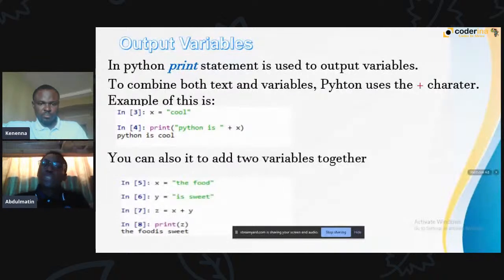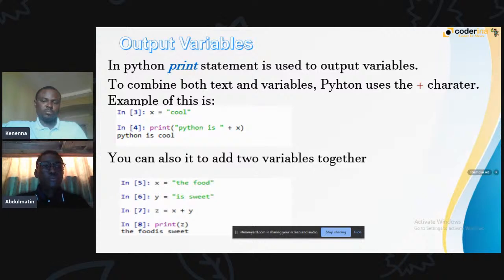So to output variables, like I just did now, in Python the print statement is used to output variables. You can use your print statements to output your variable. Like I just showed you, print x, print y, print z. It's actually outputting what is contained inside our variable, what our variable is holding. I said x is equals to John, so now when I say it should print x, that means it should print whatever is inside x, which is John. If I say x is equals to Abdul Mateen, it should print out Abdul Mateen.